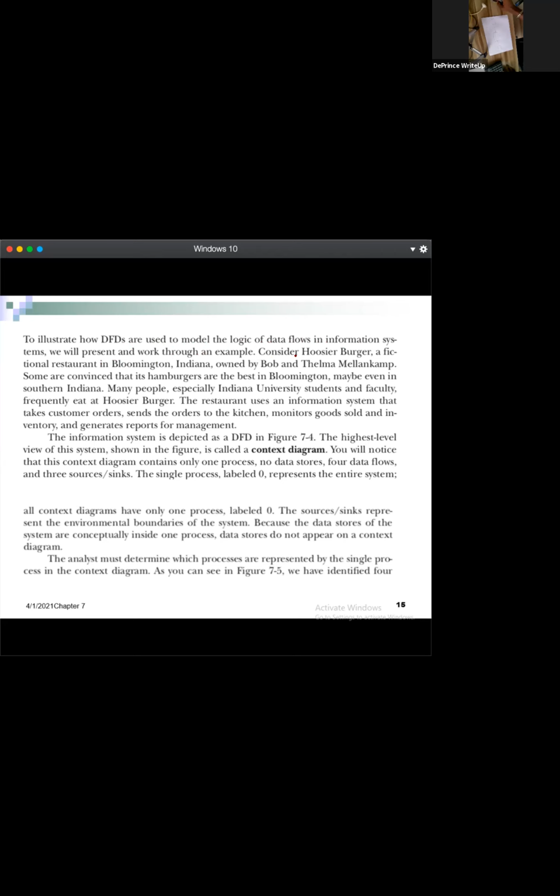Okay, consider this burger shop, Hosea Burger. It's a restaurant in Indiana owned by this man. People believe that this is the best burger in Indiana, but this information is not important. This is where data starts from. This is where you have your information.